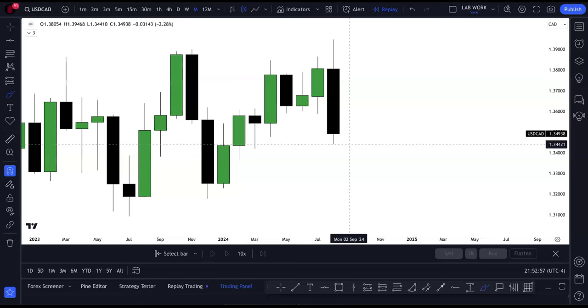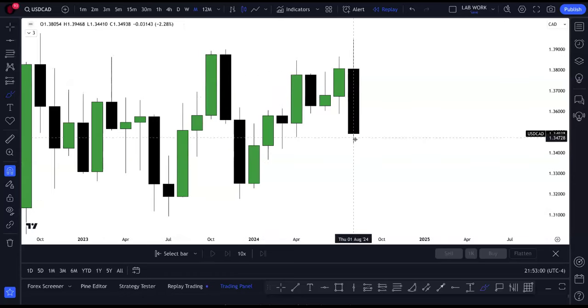Now let's continue. Let's see, what else? UCAD. Yeah, I would leave that alone. Look how large the monthly candle is.